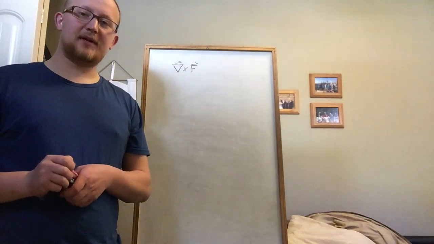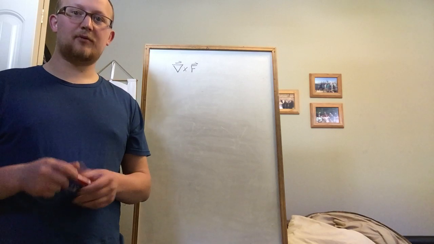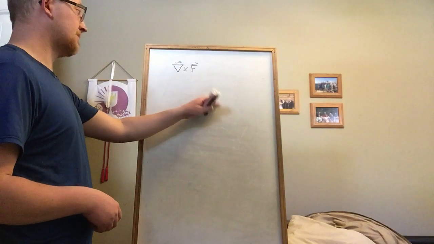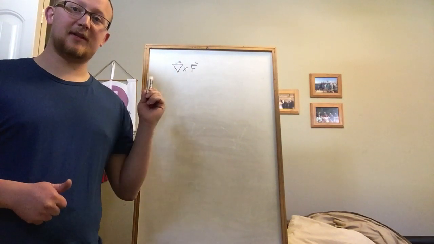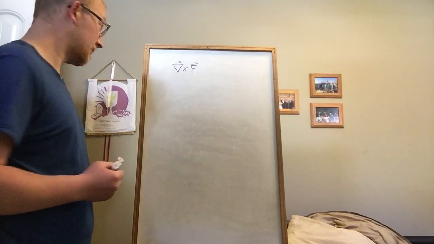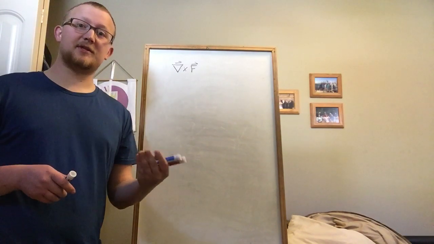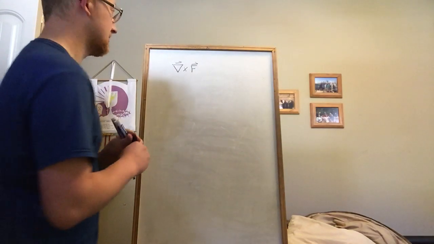All right, we're looking at building the foundations of the final use of the del operator that we will cover in this course, and that would be the curl, which is the cross product between the del operator and our vector field. And just like with divergence, we used a regular dot product. With curl, we're using a regular cross product.